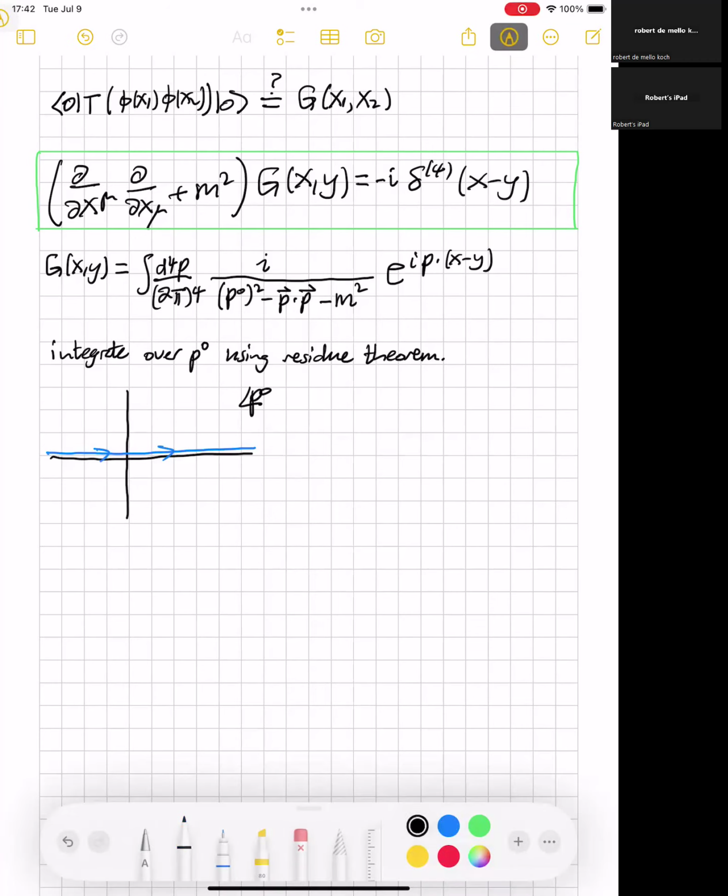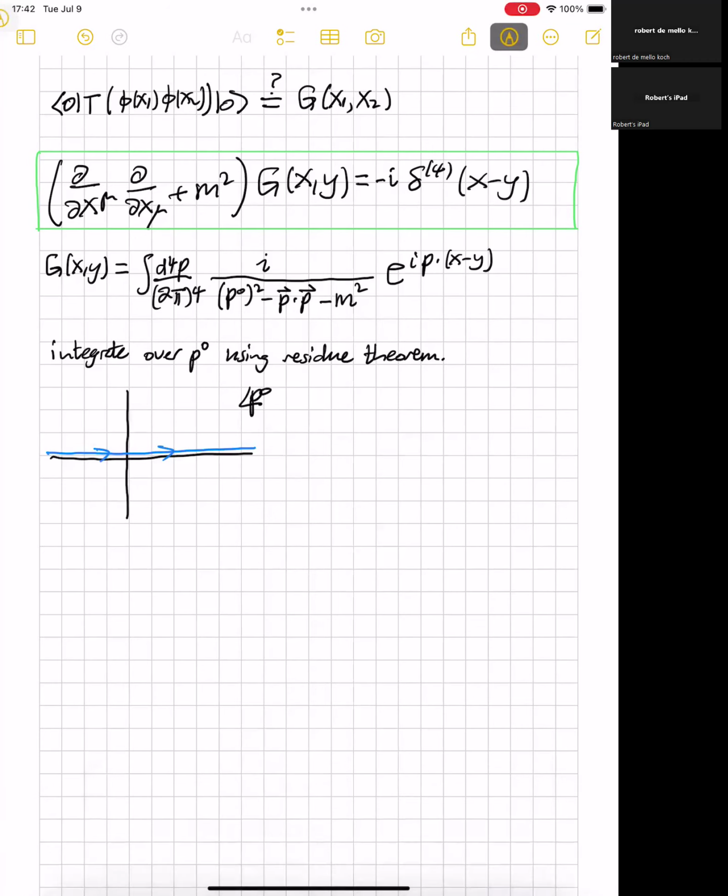Okay, so what's the first thing that we have to do? The first thing that we need to do is close our integration contour. You see, we can only apply the residue theorem with a closed contour. But now there are two possibilities that we need to consider. So let me just draw them both in.